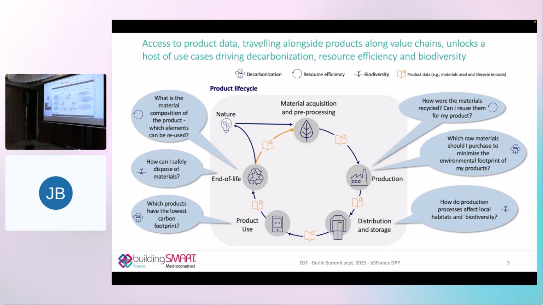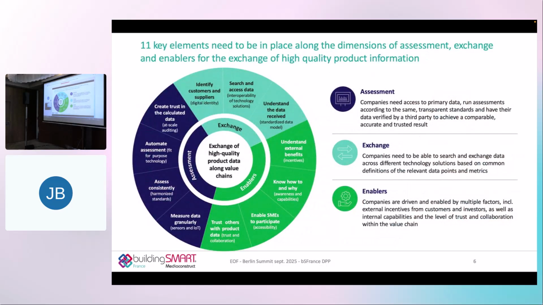So how do I do this in real life? In fact, we have three stages. We need to be able to assess everything. We need to exchange the information describing the products and the components, and this will enable people to take decisions and use these products in a much better way. And we have a virtuous cycle. It's a very positive cycle.